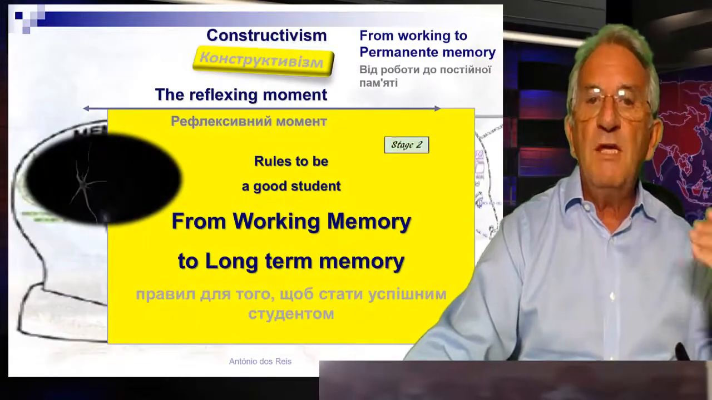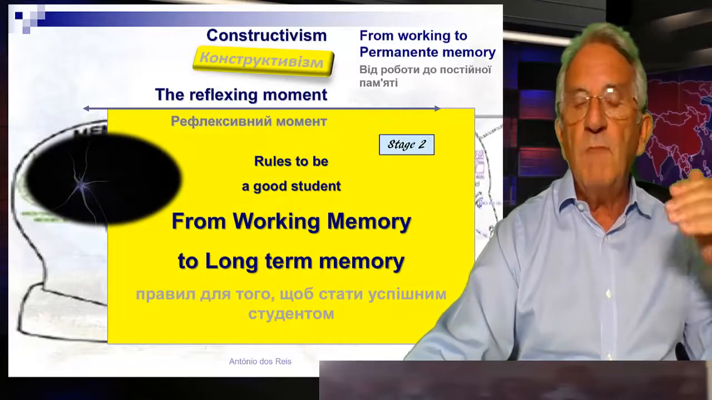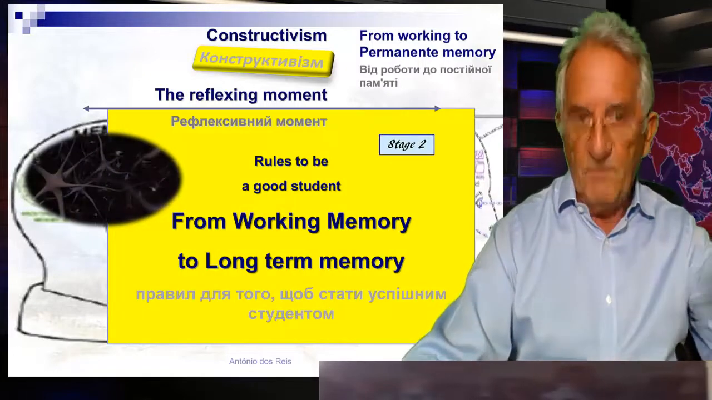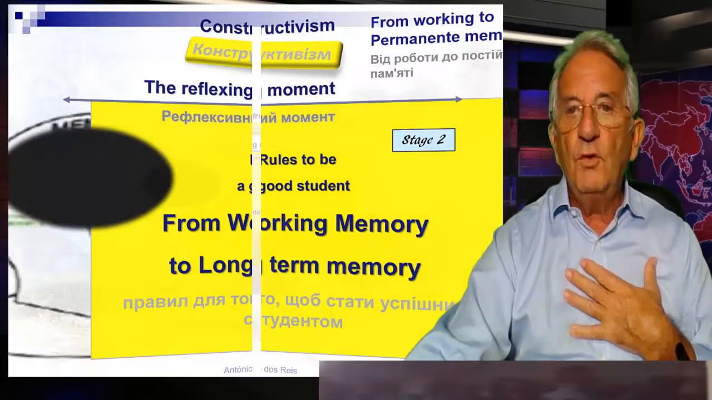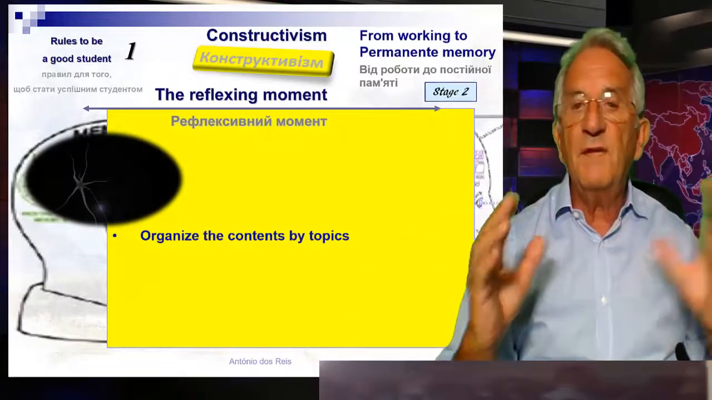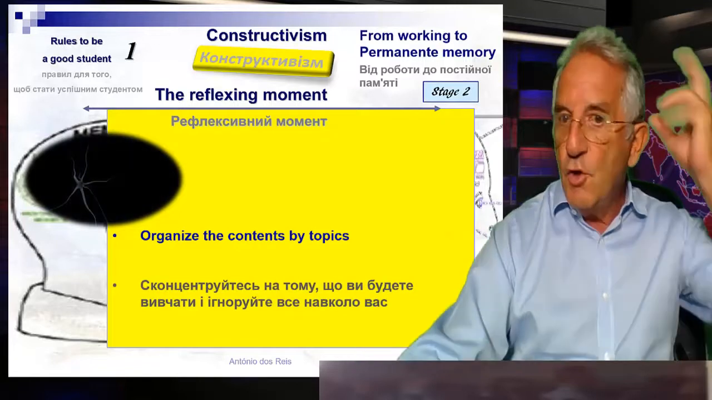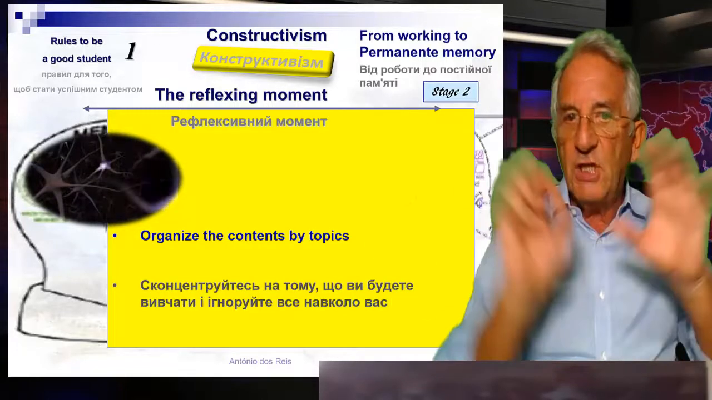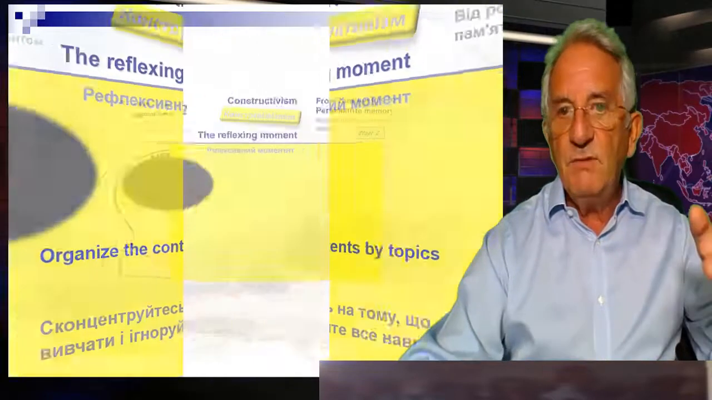Rules to be a good student in stage 2, from working memory to long-term memory. Let's see what is convenient for a good learning. Rule number 1, organize the contents by topics. This is in your reflection moment. Your brains, your synapses are catching information and recording it. So let's go deeper in this.